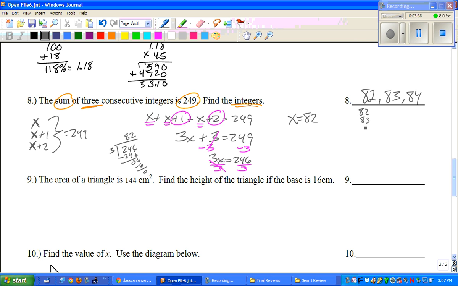And if you're curious, we can actually take those numbers and add them up. 2 plus 3 is 5, plus 4 is 9. 8 plus 8 plus 8 is 24. And that's what they wanted us to find.